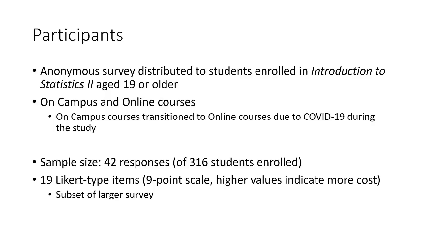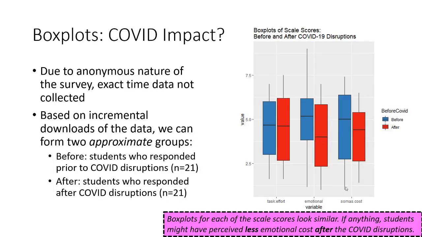We collected data from 42 students in a second semester introductory statistics course, and we asked them to complete 19 Likert type items. Each item has a 9-point scale where higher responses indicate more cost or a more negative attitude. Disaggregating the data based on whether students took the survey before or after the COVID disruptions, it seems that overall scale scores for the three scales are pretty similar between the before and after groups. So we're going to combine them into a single group of 42 students for the rest of the analysis.